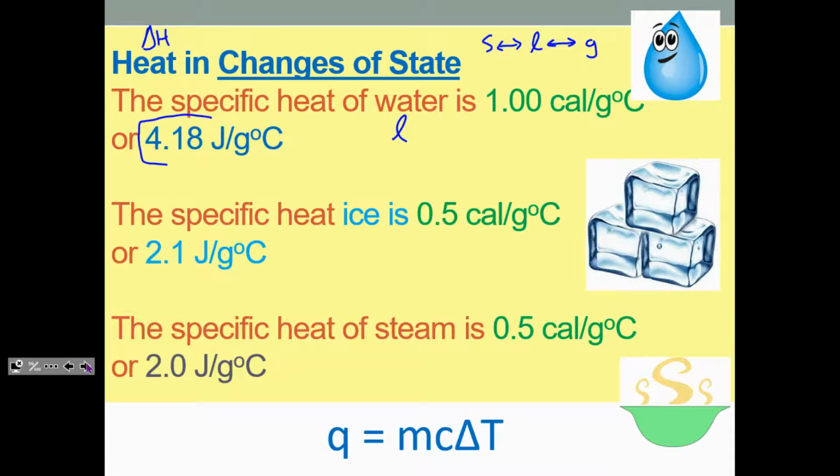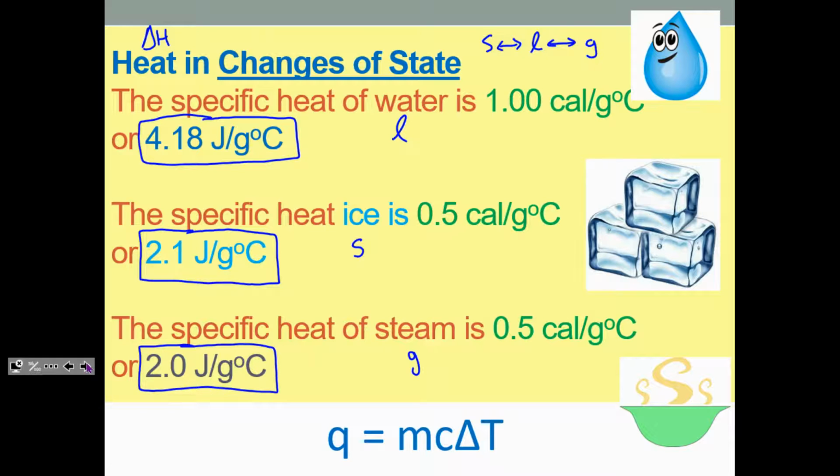And I want you to write this in your notes, but we also have these units in joules, 4.18 joules per gram Celsius. The specific heat of ice, which is a solid, is 0.5 calories per gram Celsius, or I would write this in your notes, 2.1 joules per gram Celsius. And then for steam, which is a gas, 0.5 calories per gram Celsius, or I would add this to your notes as well, 2.0 joules per gram Celsius. So whatever you need your heat units in, either joules or calories, you can use either one of these values here.